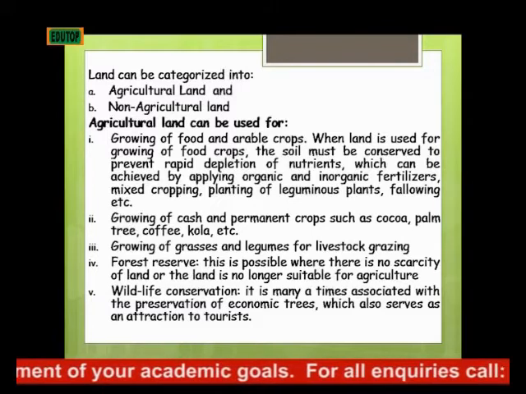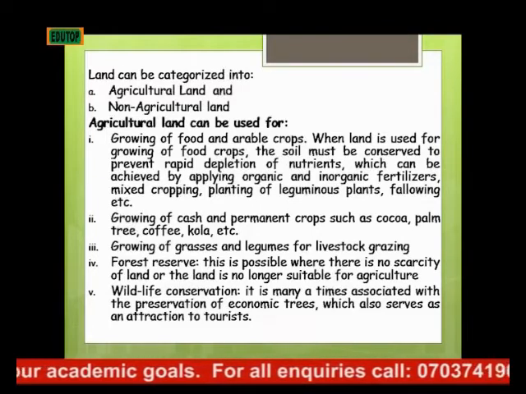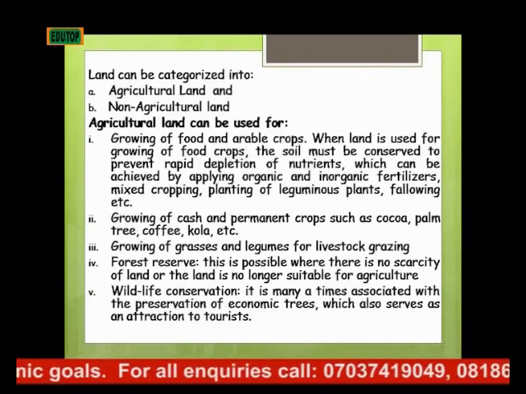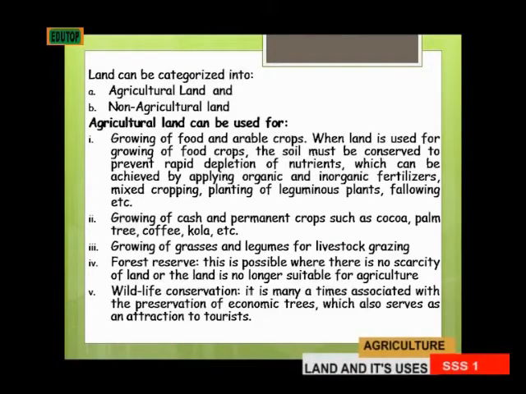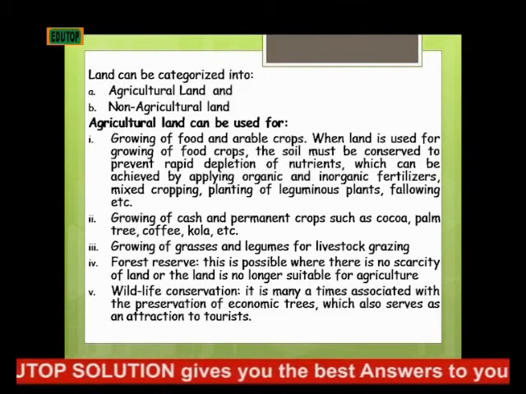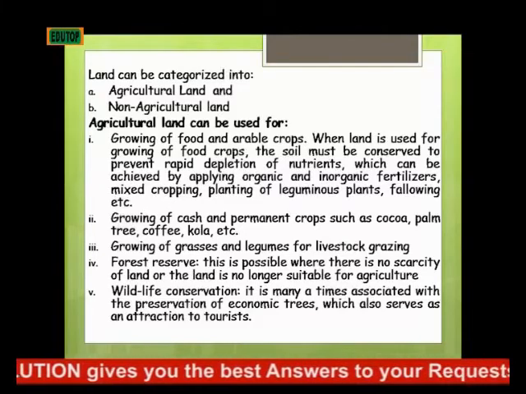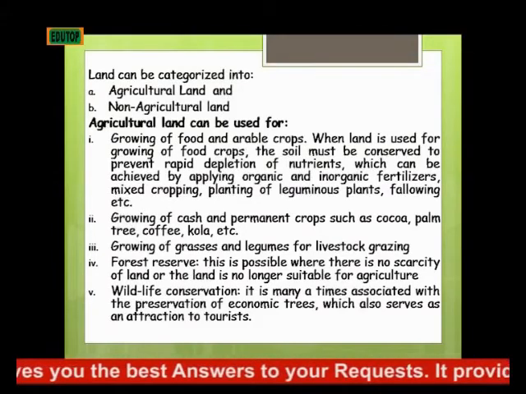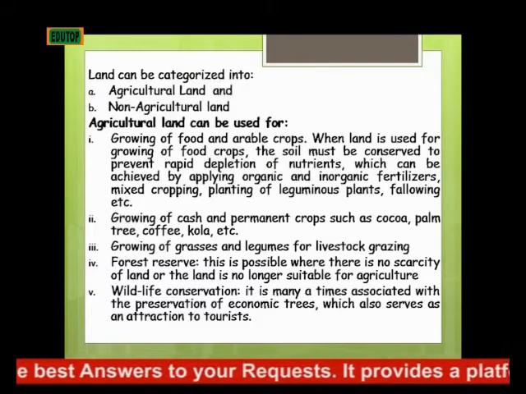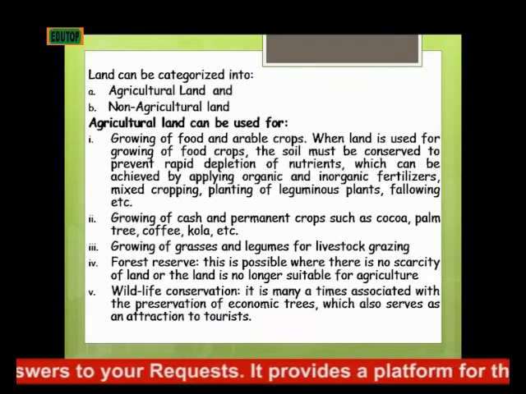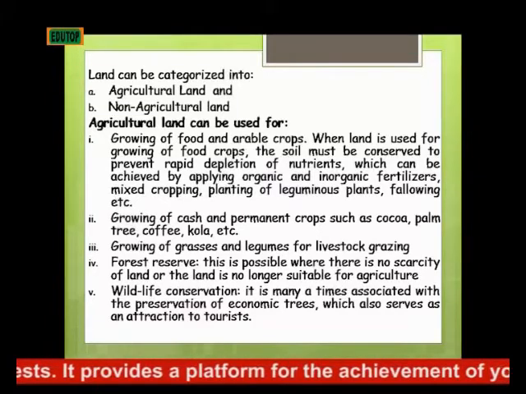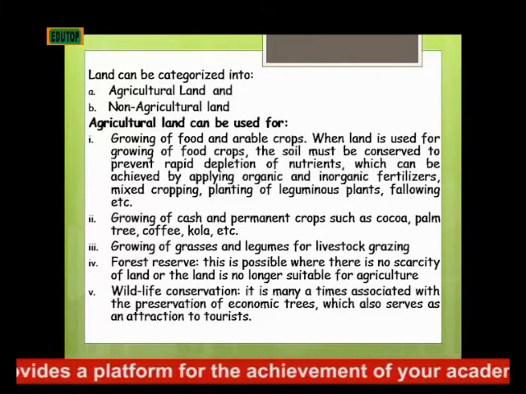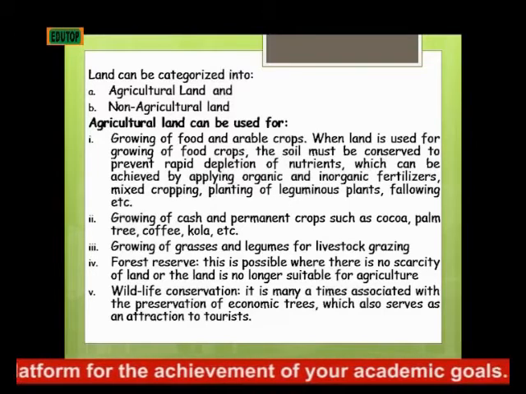That is, it's not suitable for planting of arable or cash crops. Then agricultural land can be used for wildlife conservation. It is many a times associated with preservation of economic trees and animals, that is economic animals just like elephants, lions, and those wildlife in general, that is wild animals that cannot be kept at your backyard.